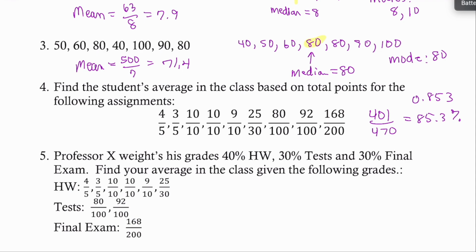Now in number 5, that is going to be a weighted type grade. So we're going to do exactly what we did for number 4, but only in specific categories. So we're going to find our percentage for homework, our percentage on the tests, and our percentage on the final exam. So let's find the percentage, just like what we did with 4, in each category.